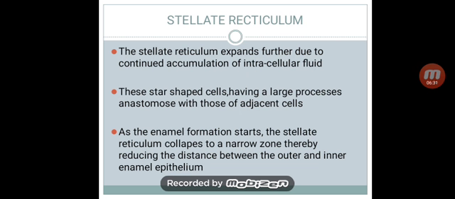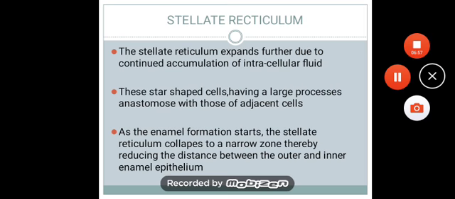Stellate reticulum. The stellate reticulum expands further due to continued accumulation of intracellular fluid. The star-shaped cells have large processes and anastomose with those of adjacent cells. As enamel formation starts, the stellate reticulum collapses to a narrow zone, thereby reducing the distance between the inner and outer enamel epithelium. Means the distance between the inner and outer epithelium has been reduced.